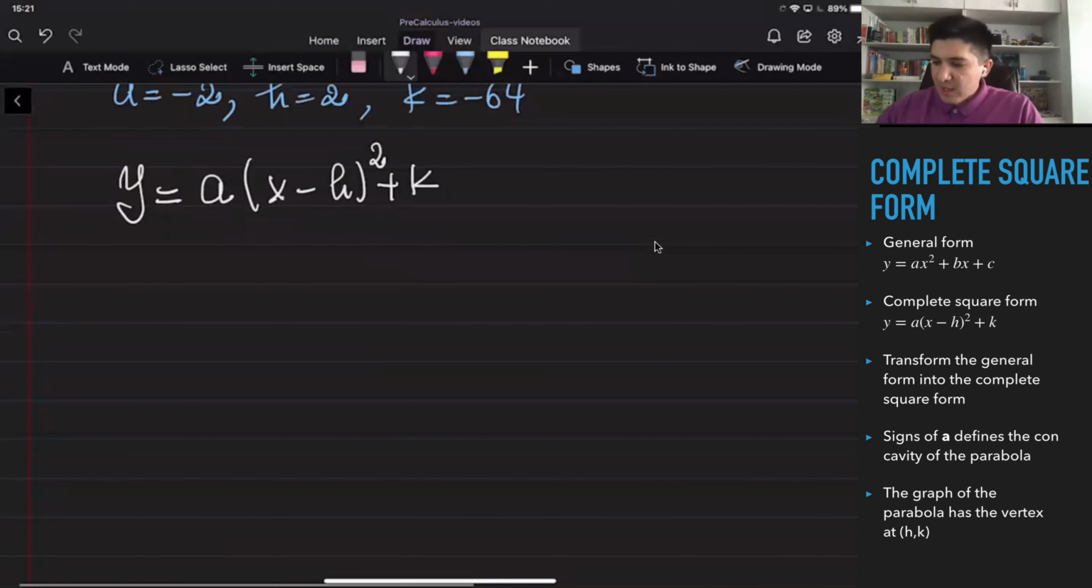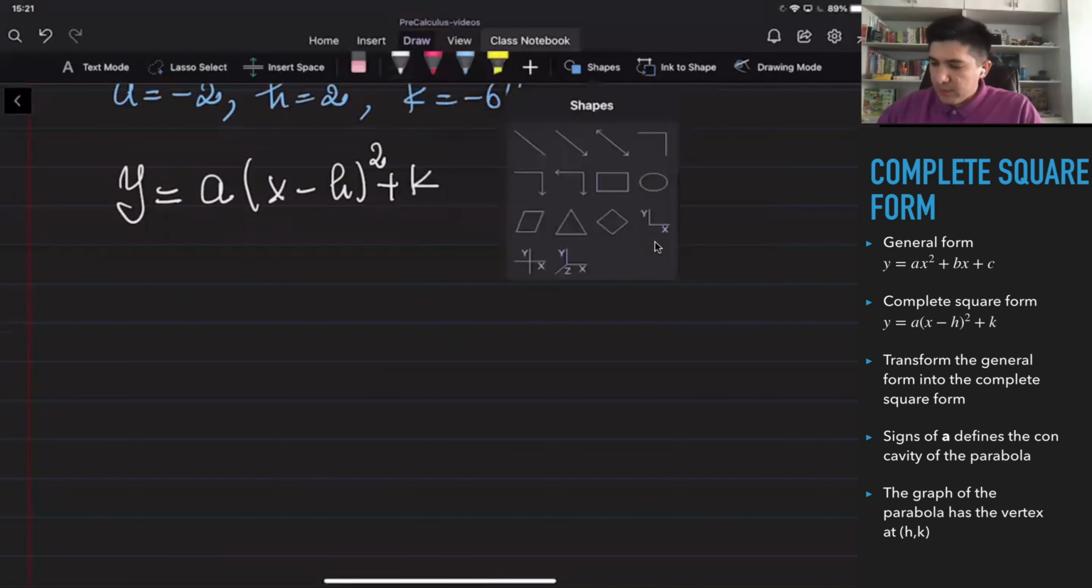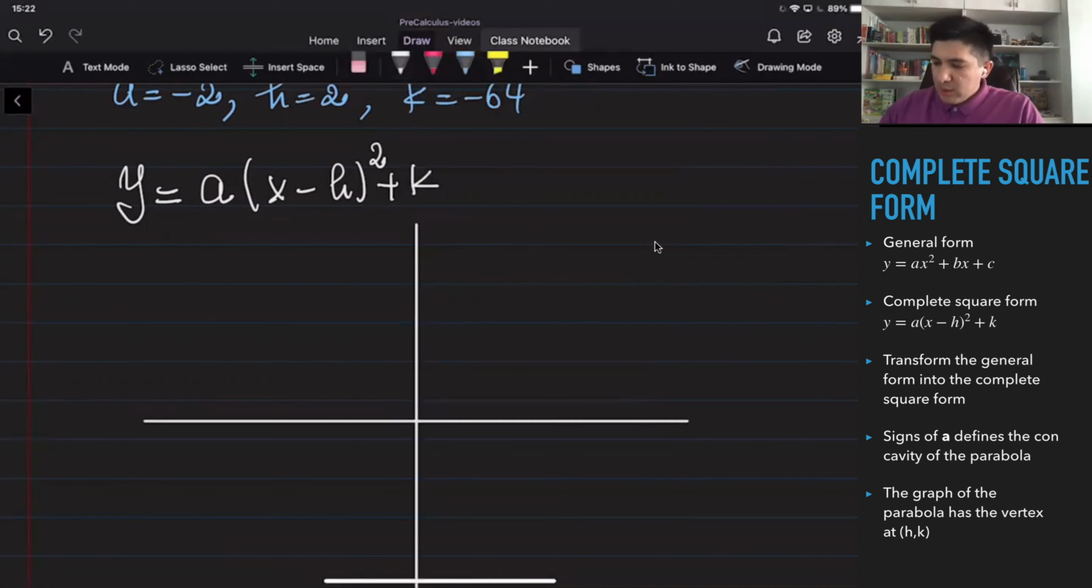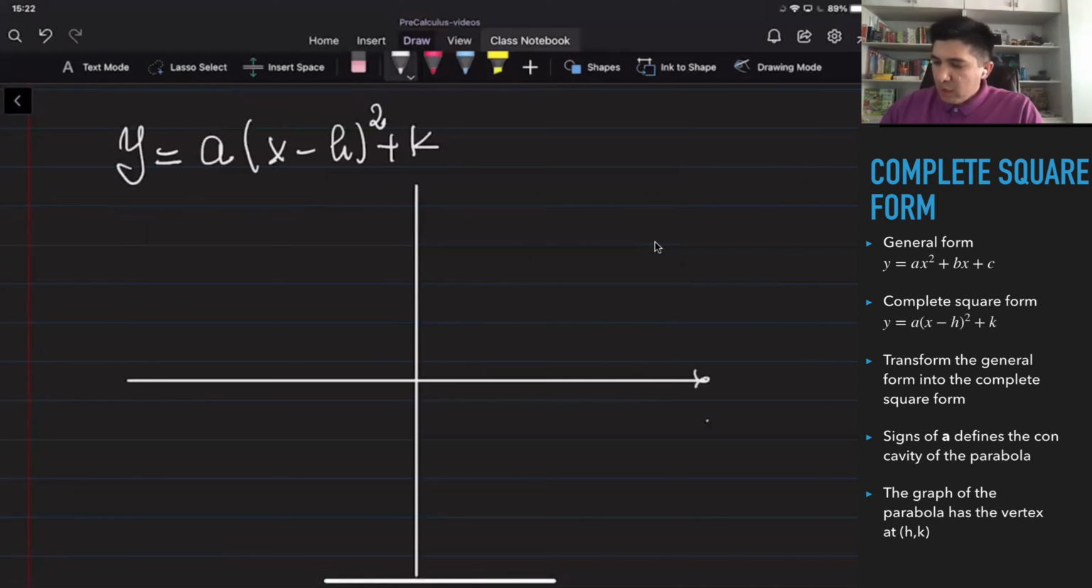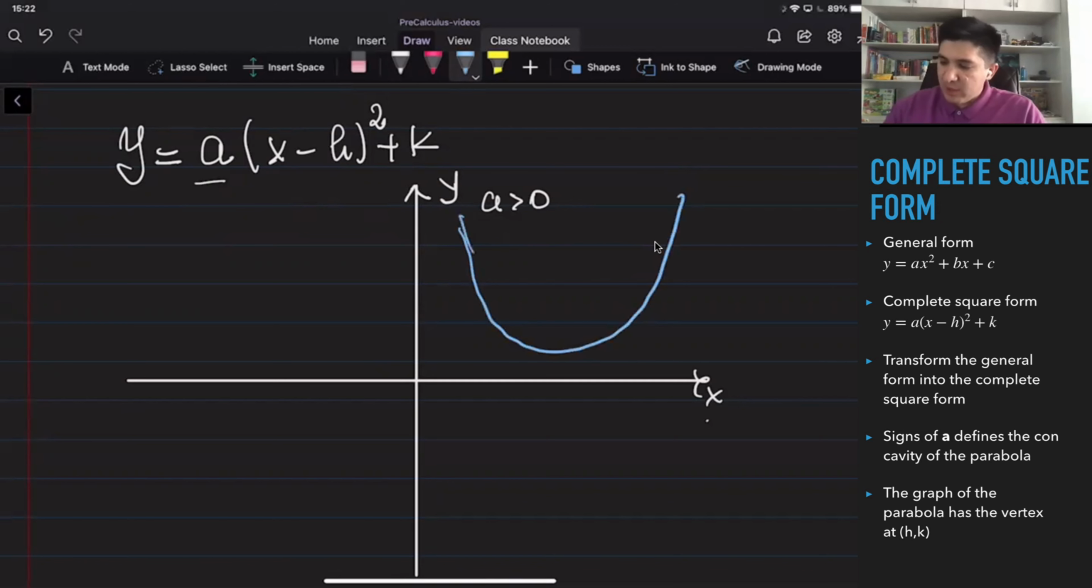So if you would like to sketch this, it is going to be super easy. You are going to put the rectangular coordinate system with the x and y here. The first thing you need to look at is the sign of a. If a is positive, then this parabola is going to look upward. So it's going to be an upward parabola like this if a is positive.